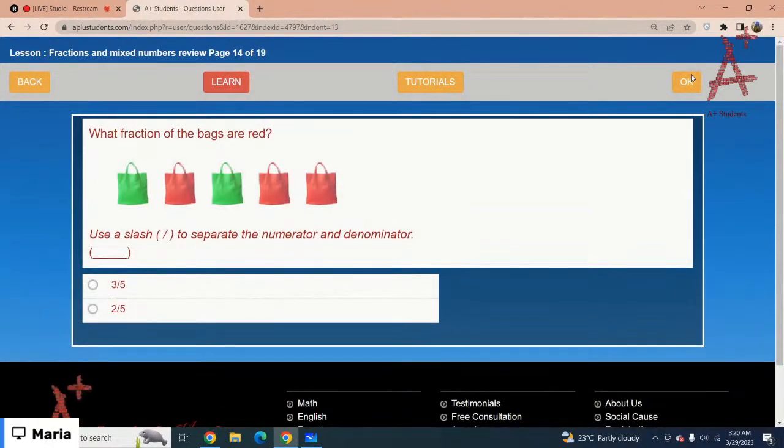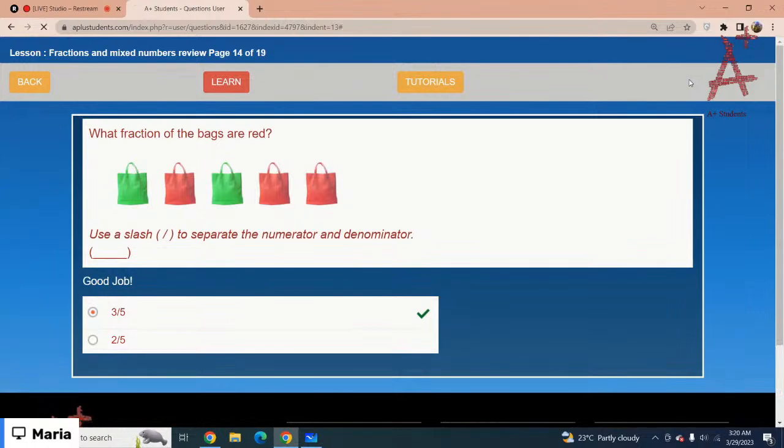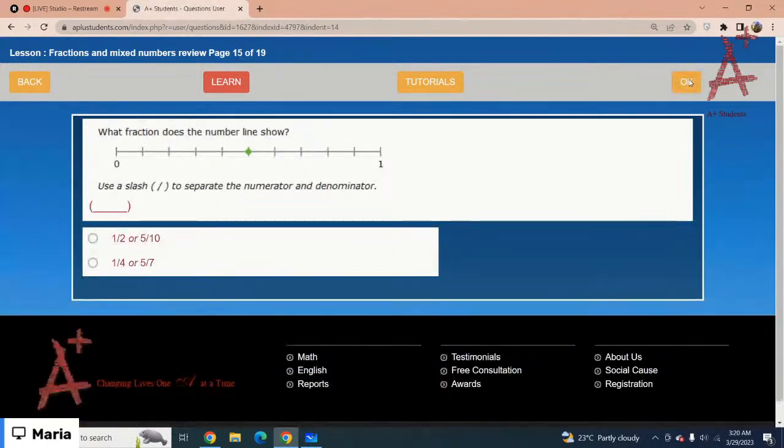What fraction of the bags are red? 3 out of 5 are red. Got it? What fraction does the number line show? Which is the correct option? The total segments are 10. So that represents half, 1 by 2 or 5 out of 10. Got it?